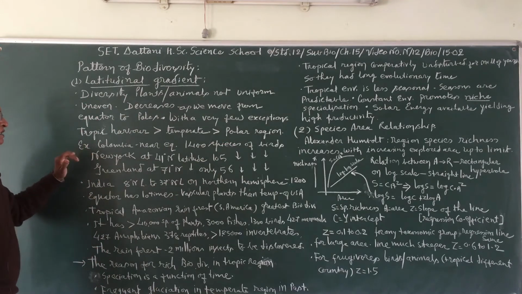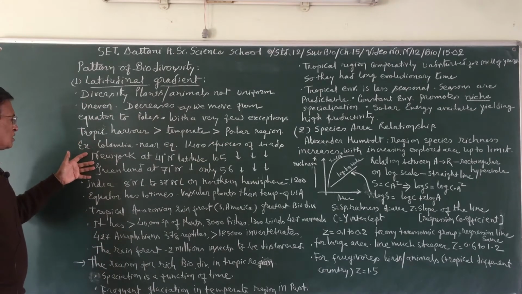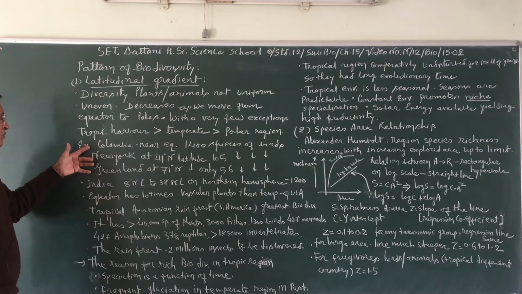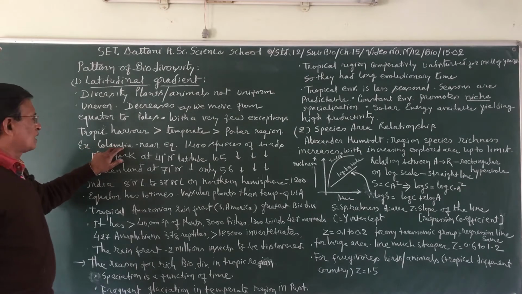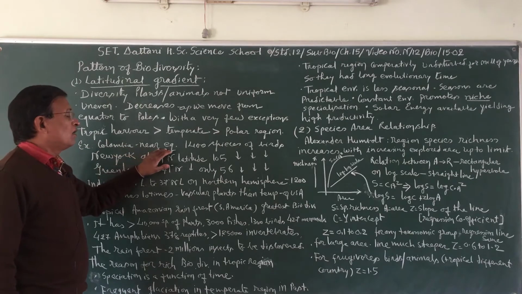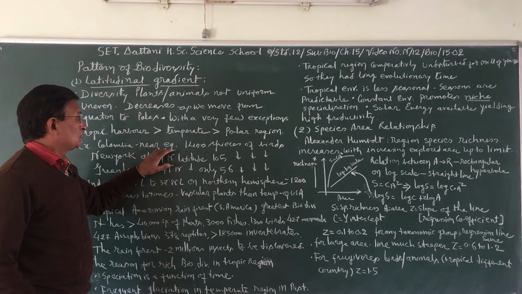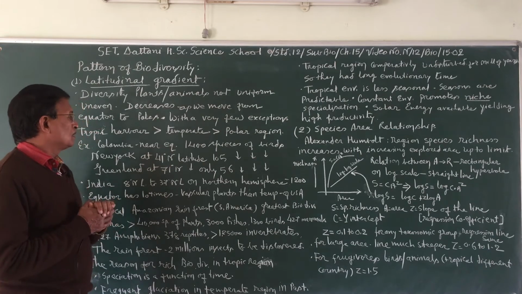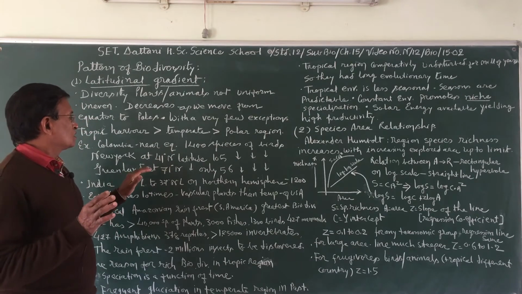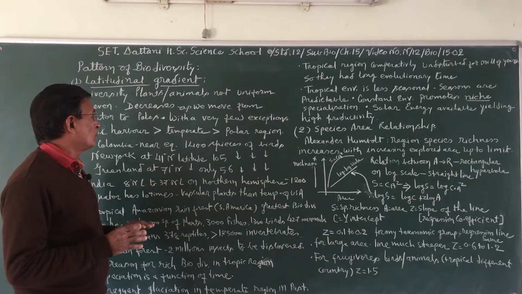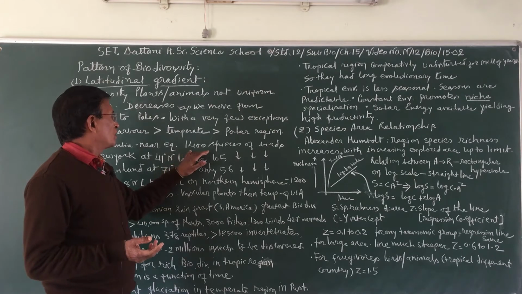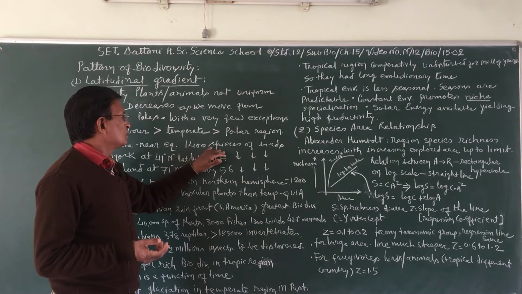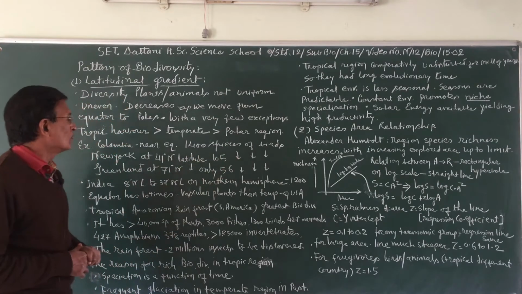For example, let us take three places. One of them is Colombia. Colombia is in South America, near the equator. That is, almost throughout the year it gets sufficient light and heat for the survival of plants and animals. So approximately 1,400 species of birds are found there.